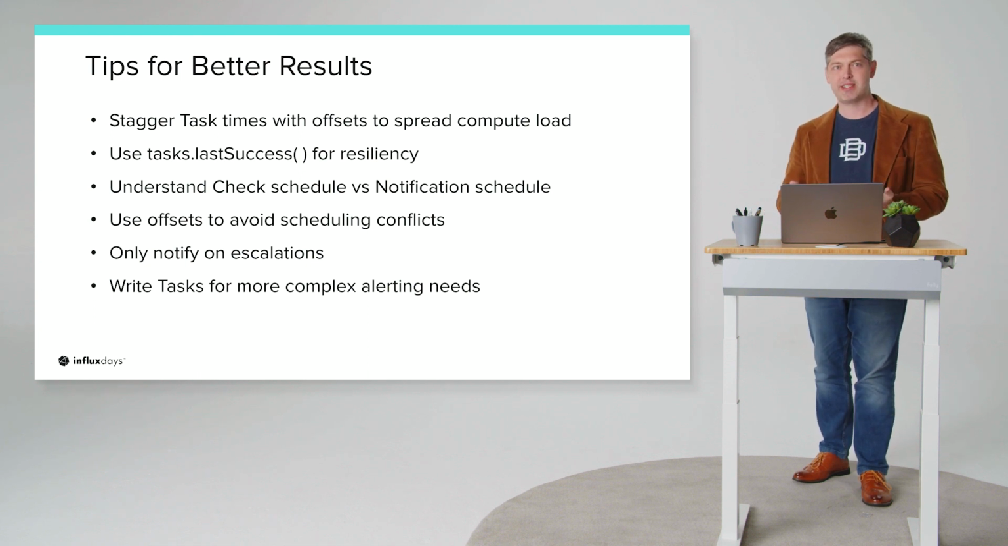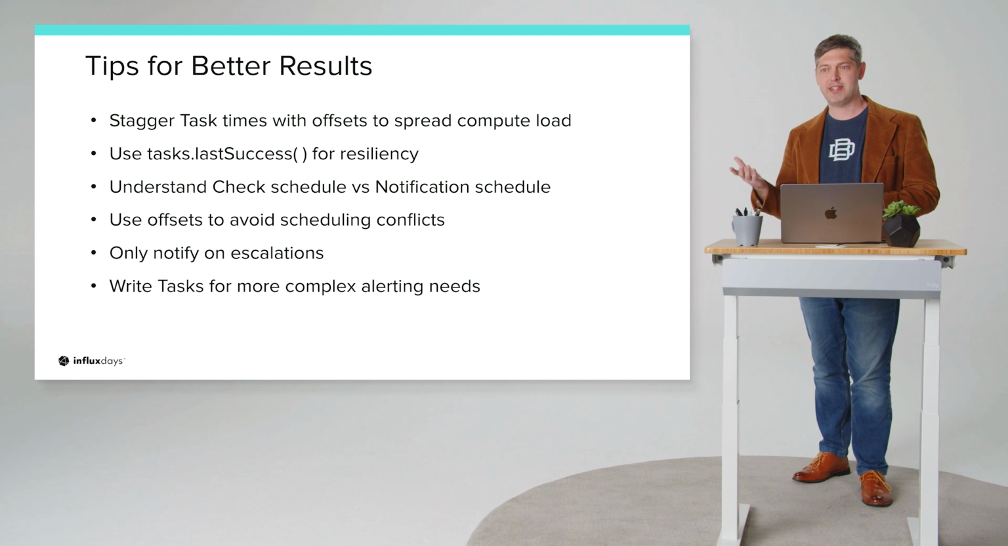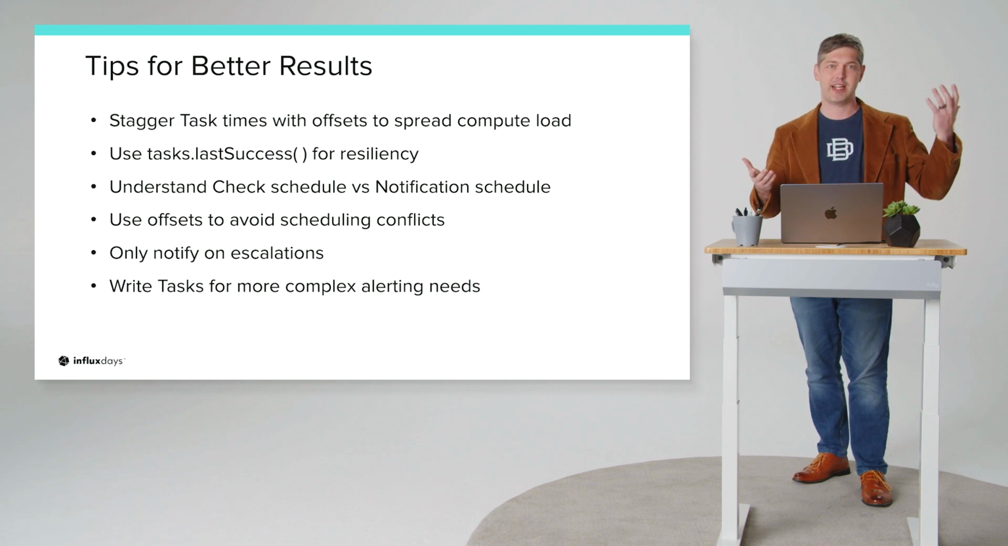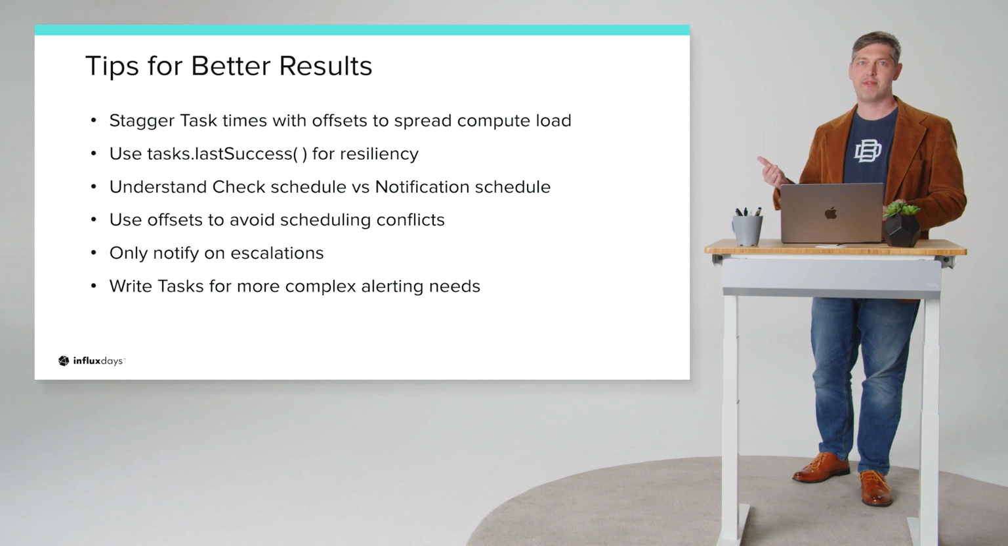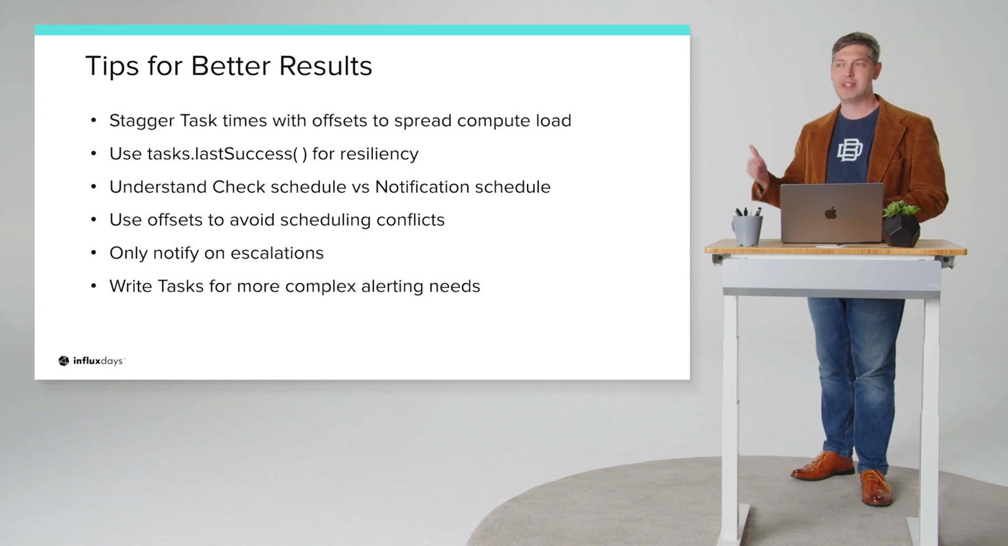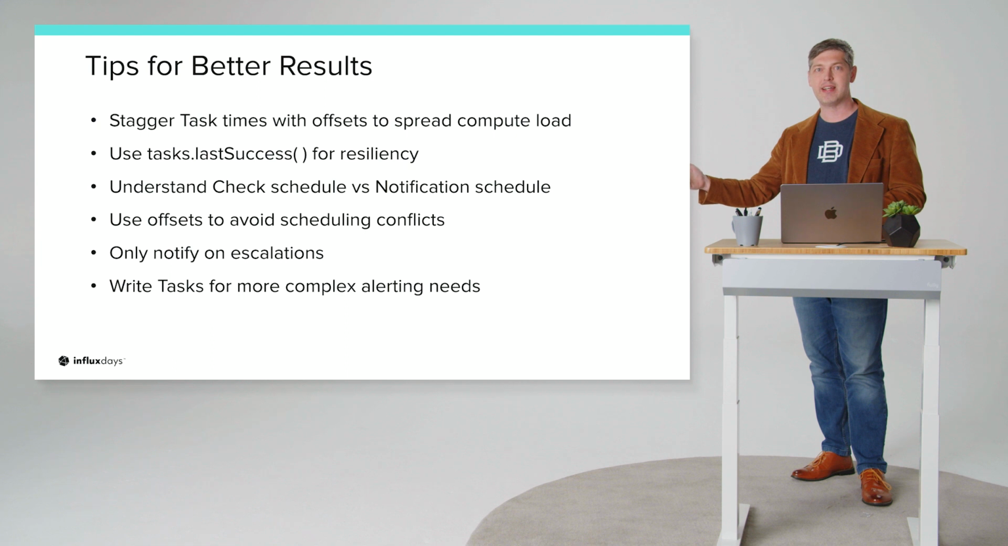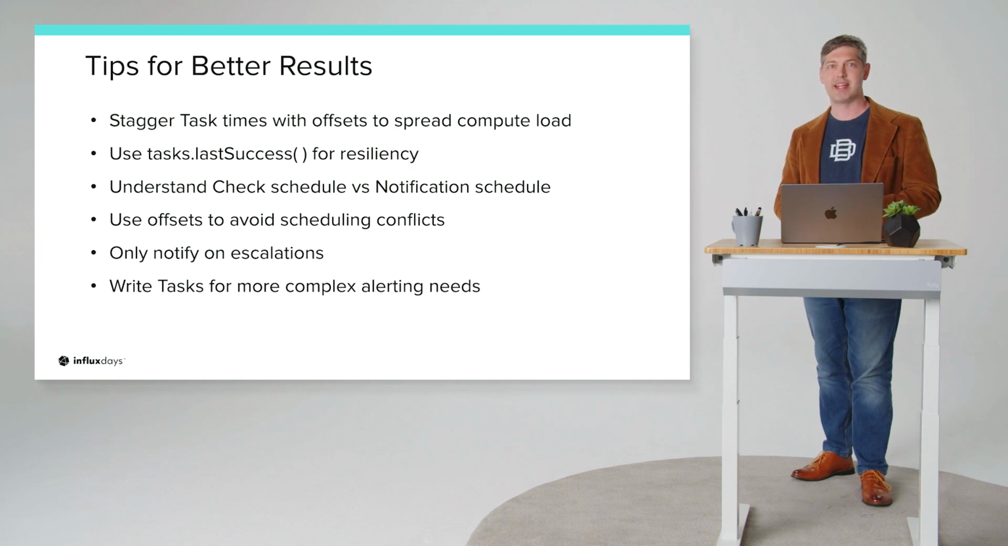But that can lead to race conditions, where the notification is checking the current status as the check is still busy writing that current status. So you'll want to offset that notification check to make sure that the check itself has had time to write the data before it starts to see what that status was.